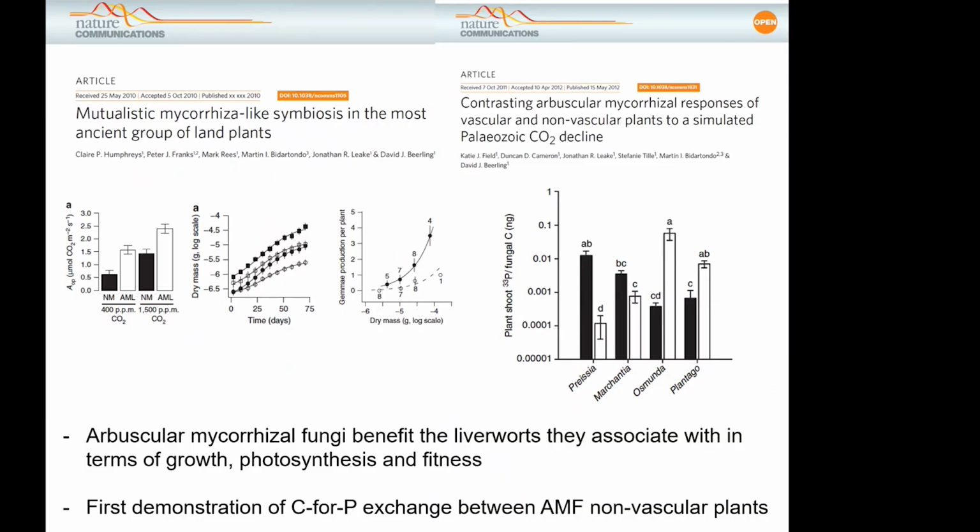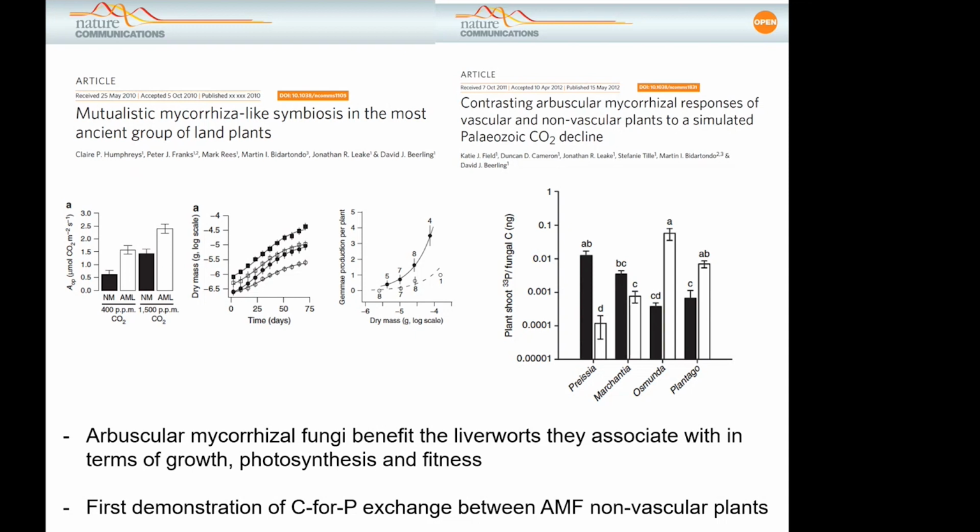And so lots of people have done some work on this, and what they've found to date is basically in these figures here. So this is looking at fungal symbioses in liverworts, and what we're looking at here is photosynthetic rate, the mass, and the production of gemmae. Gemmae are just like little reproductive structures, like little tiny clonal liverworts. And so if you produce more of those, it means you're going to be reproducing more.